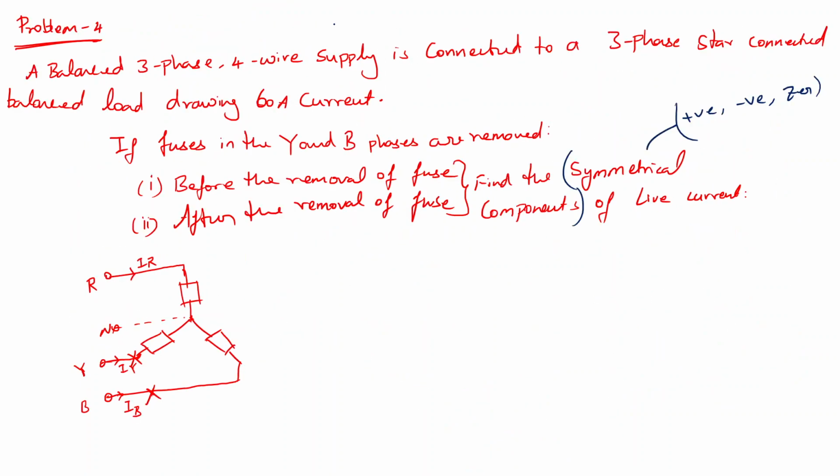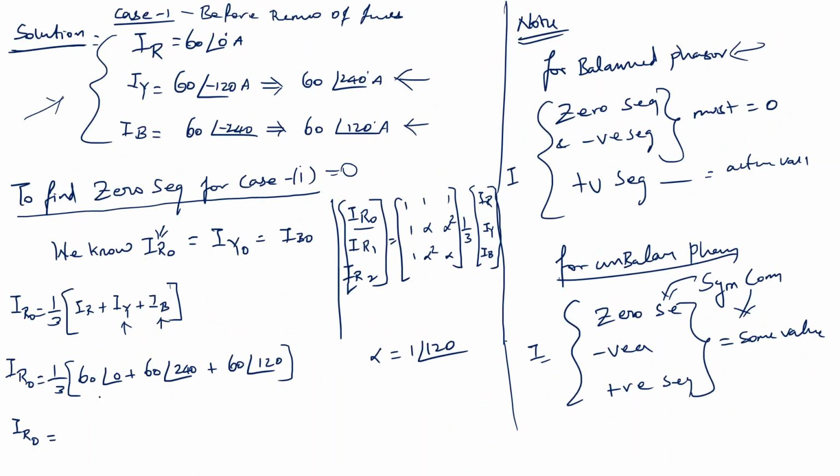One angle 120. So here I will write 1 divided by 3 into 60 angle 0 plus 60 alpha square plus 60 alpha. Can I move to next page? Please write down. Can I move next page?